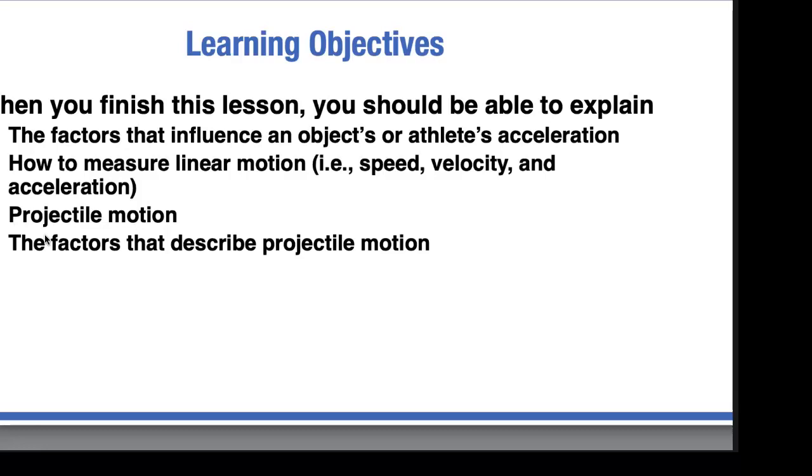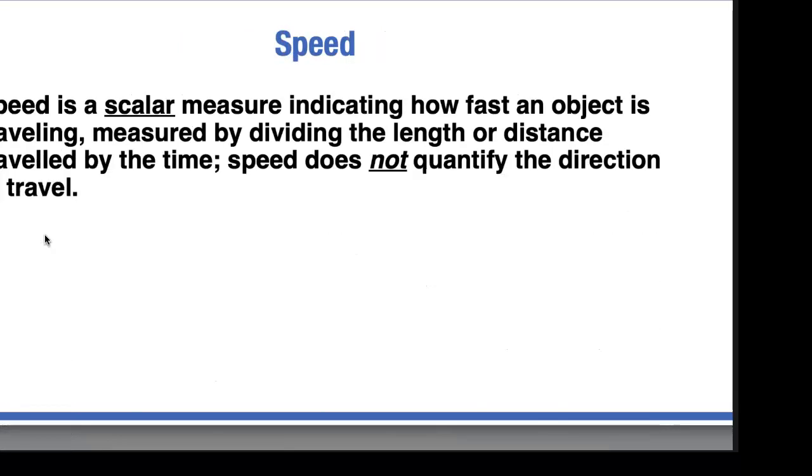The factors that describe projectile motion. So speed. Now, this is an interesting term. Speed is a scalar measure. Anybody know what scalar means? Scaled. There is a number on it. So it is a quantifiable measure. In our world, it's usually in miles per hour. In most of the world, it's in kilometers per hour. That's going to indicate how fast something's going. Sometimes it'll be in meters per second.